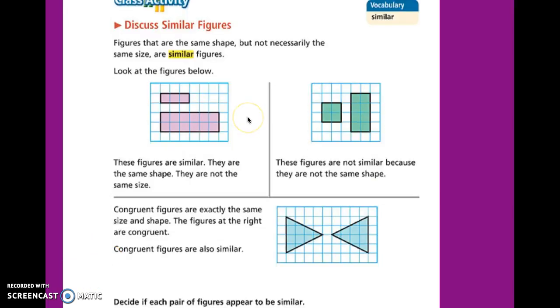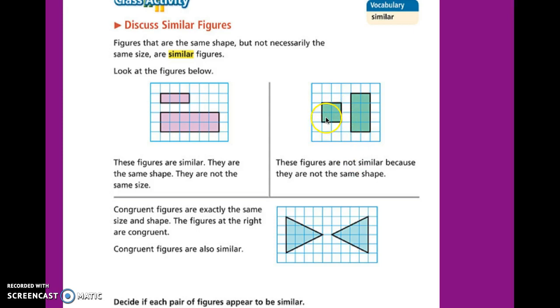All right, next we're going to discuss similar figures. So again, figures that are the same shape but are not necessarily the same size are similar. If we look at these two shapes here, these figures are similar. They're the same shape, but they are not the same size. A way I like to think about it: pretend you're on your iPad and you can pinch and grow the shape. If you could pinch and grow the shape and get it to fit exactly on the bigger shape, then you know that they are similar. These two are not similar because they are not the same shape.